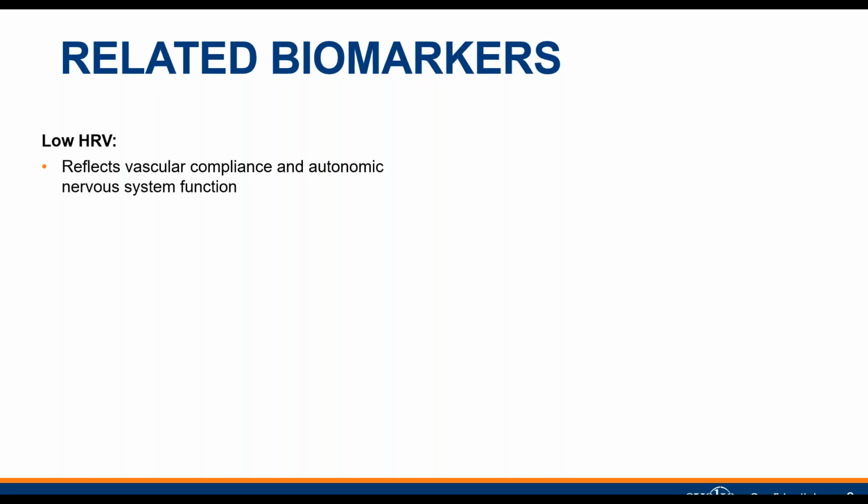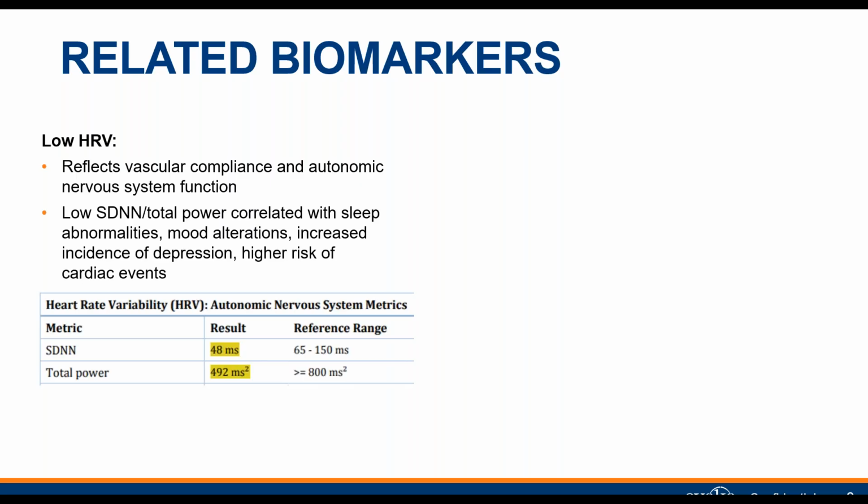HRV reflects vascular compliance and autonomic nervous system function. It's basically the heart-brain interconnection. And low SDNN, which is the standard deviation of NN intervals, or low total power, which basically reflects vagal tone. These are correlated with sleep abnormalities, mood alterations, increased incidence of depression, and higher risk of cardiac events. And we'll often see low HRV go hand in hand with blue brain.